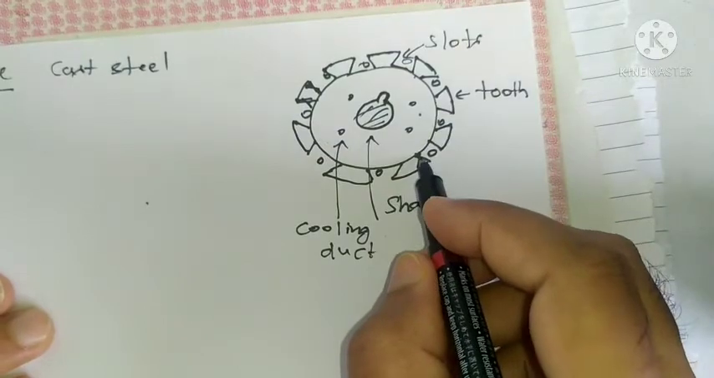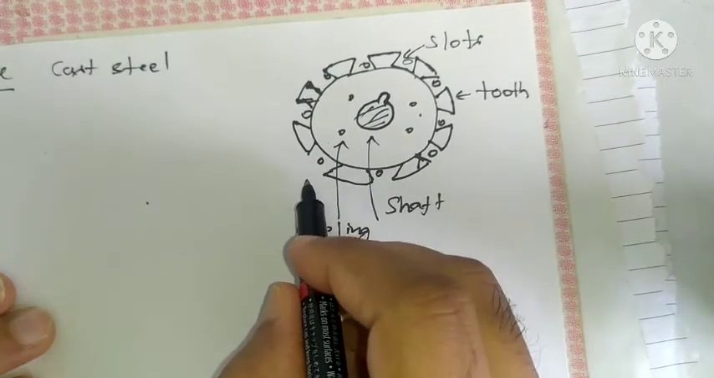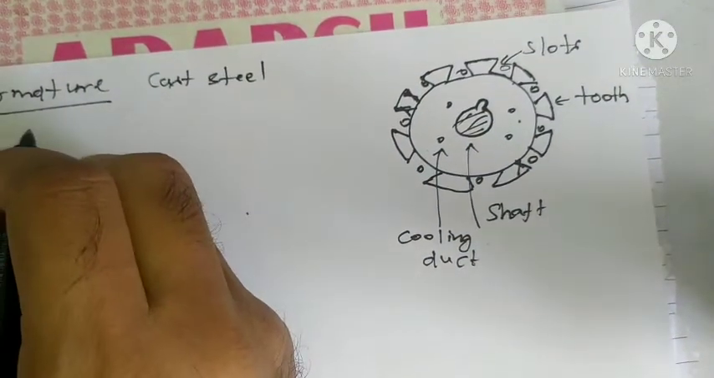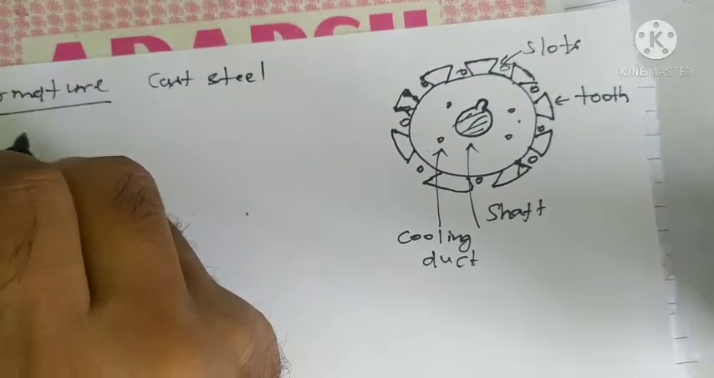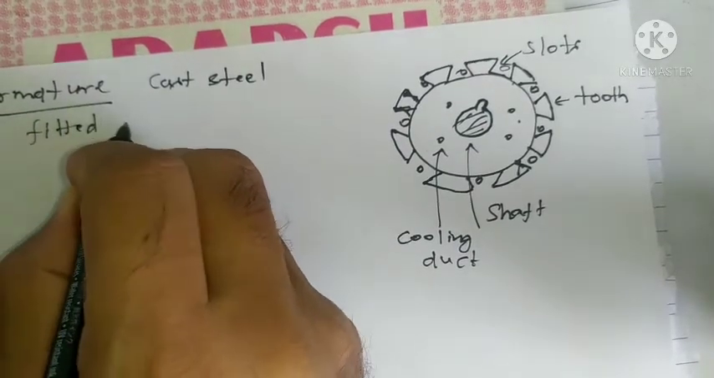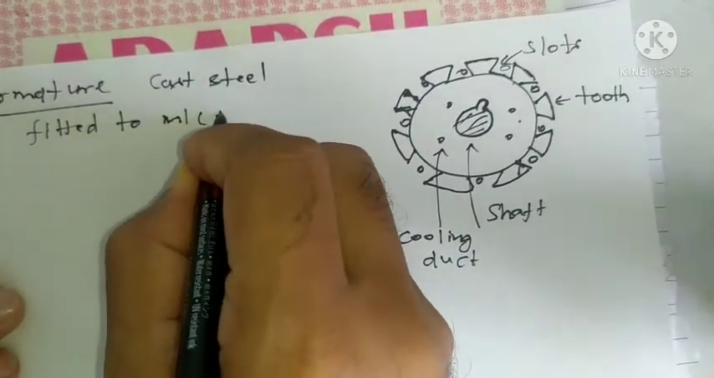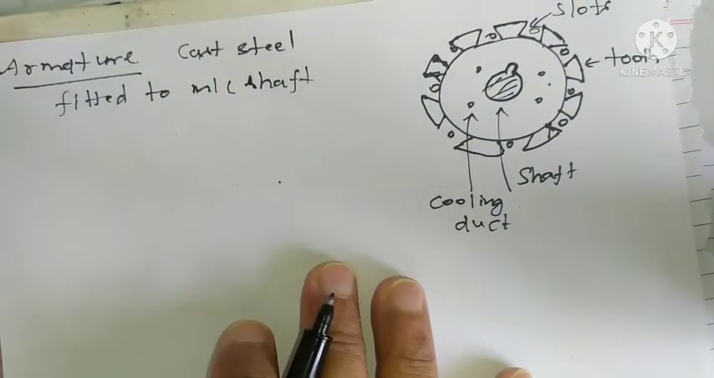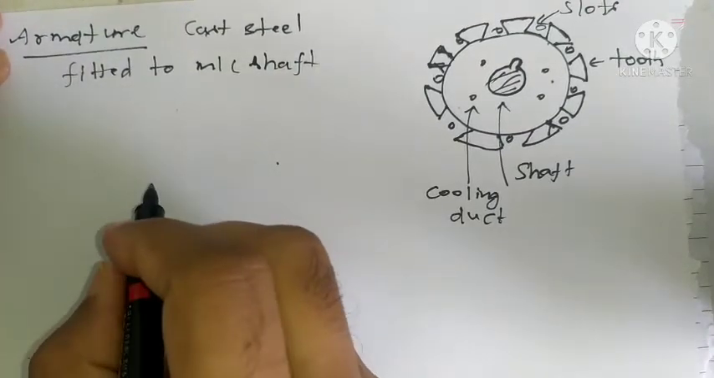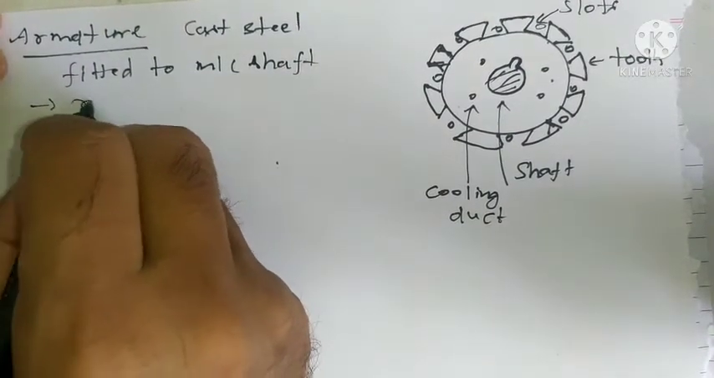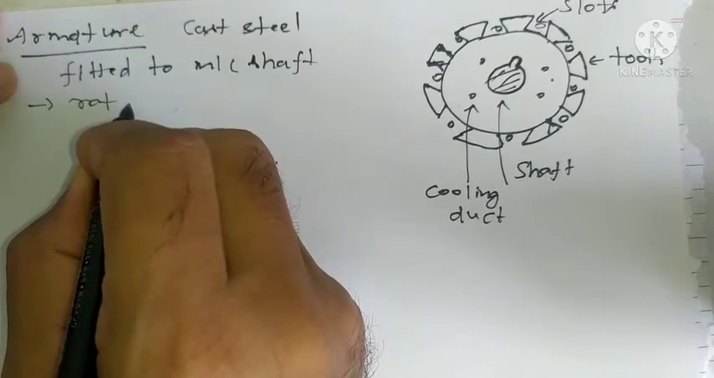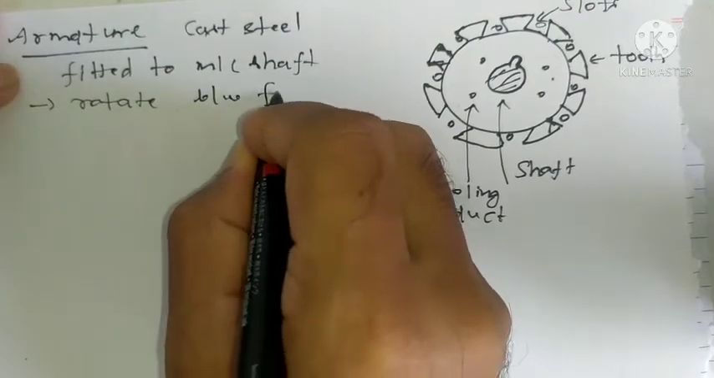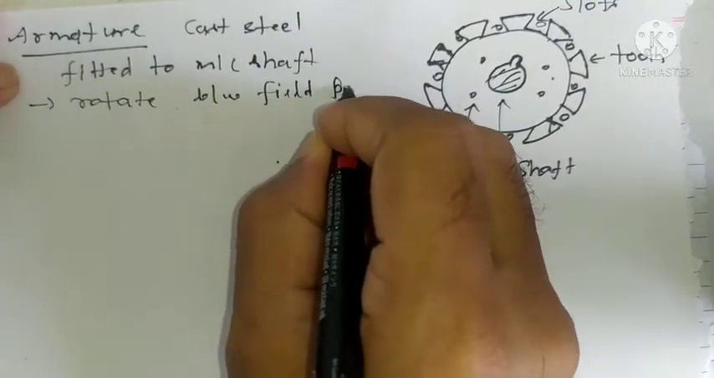These slots are housed for armature winding. This armature is fitted to the machine shaft and rotates between the field poles.